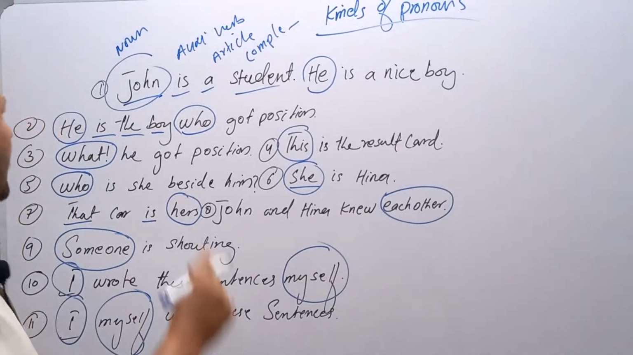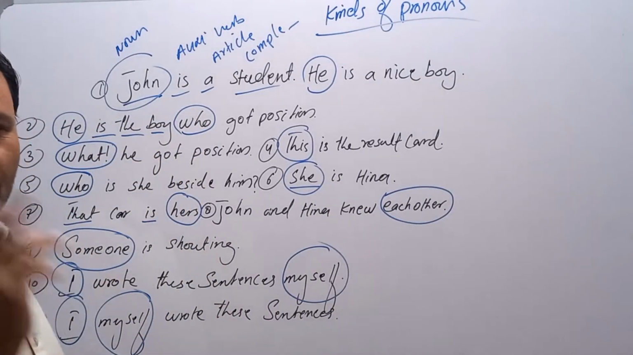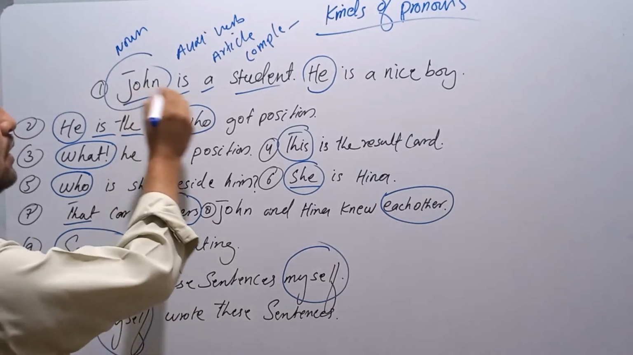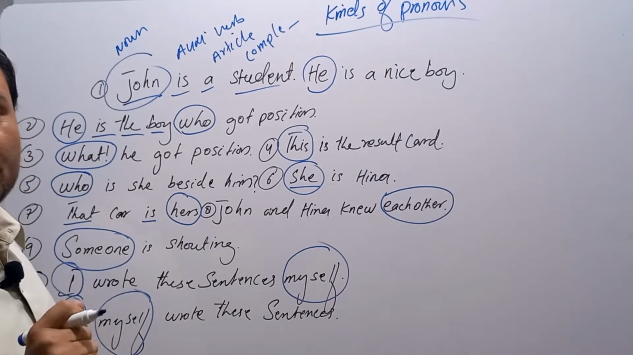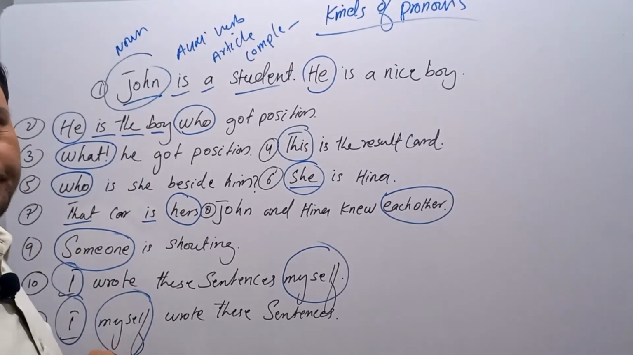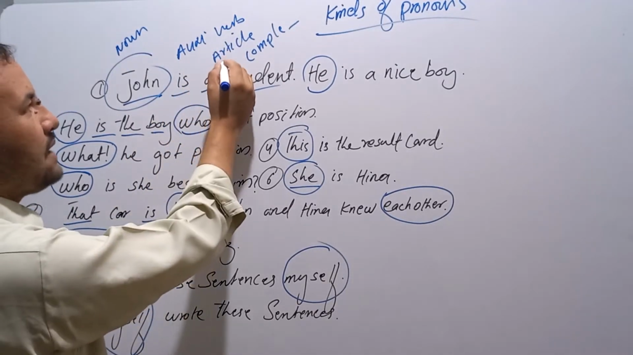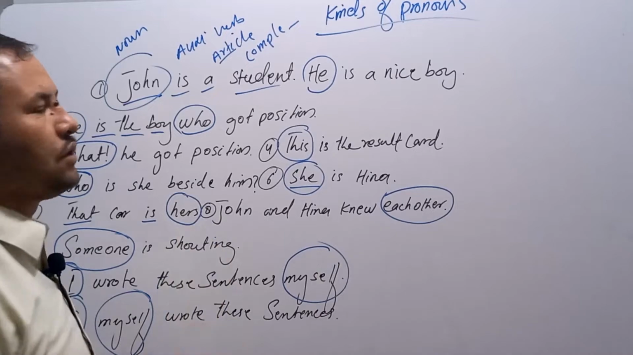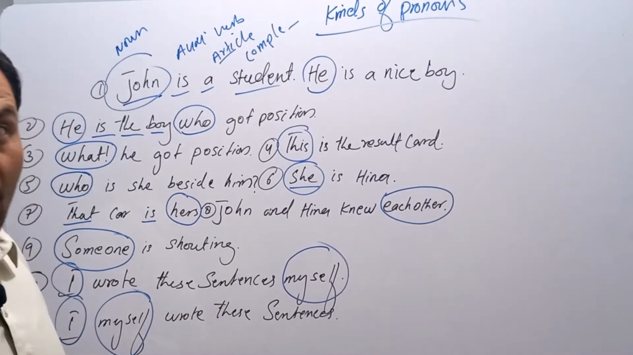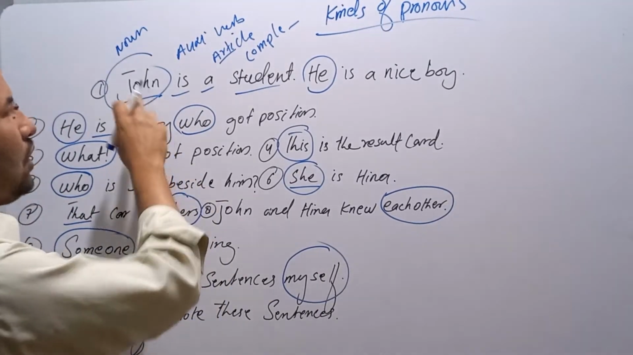Okay everybody, as I mentioned, John is a student. This is the first sentence. Now, John is the subject of the sentence and John is a noun. Subject and it is a noun. Is is the auxiliary verb. A is the article. Student is a complement and a noun here. So John is a noun.